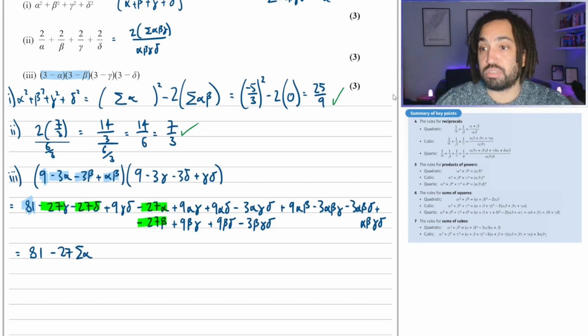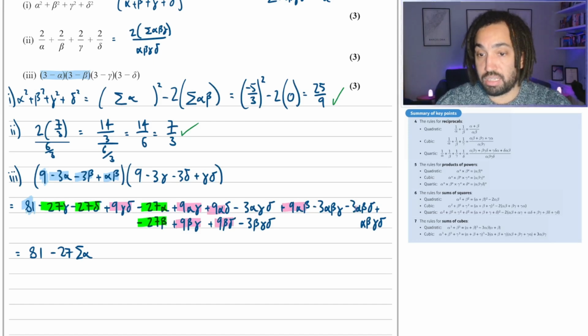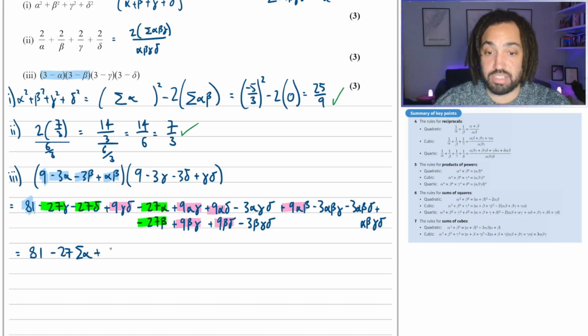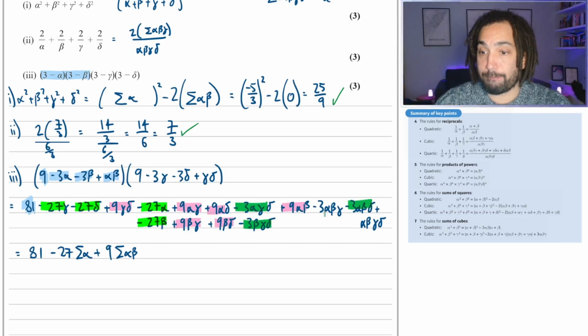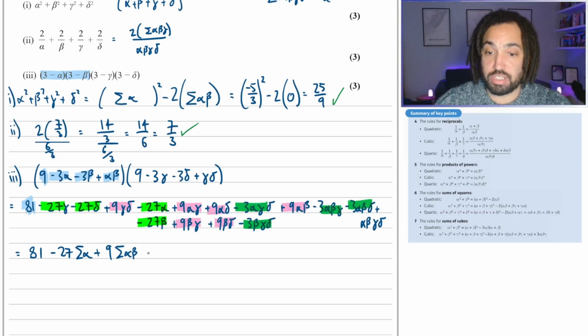Okay, let's look at the doubles. What have we got? We have 9, got 9, got 9, got 9. There should be 6 doubles in total if we've done it correctly. And there are, perfect. So that is 9 lots of the doubles. And then let's look for the trebles. And we've got minus 3. There should be 4 of these, which there are. Lovely. So minus 3 lots of the trebles. And then finally, all of them times together, there's only one of those, and the coefficient is 1.